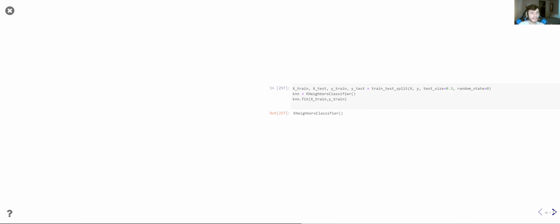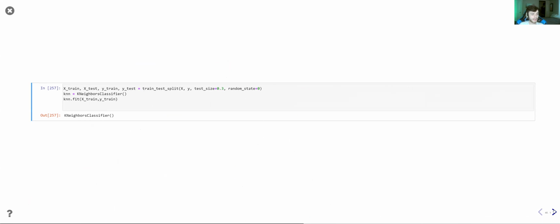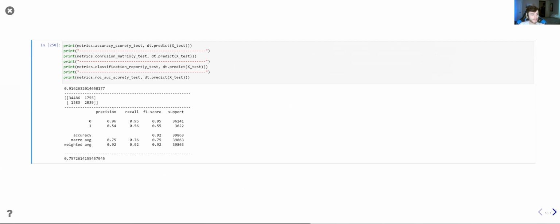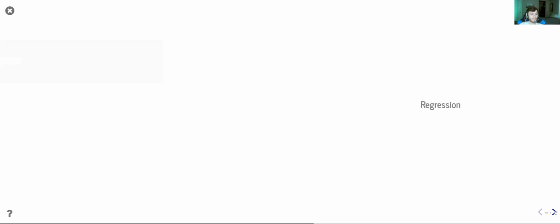And then doing KNN, another form of classification, we can see we have a 91.6% accuracy with 75% under the curve, so slightly worse than the decision tree with the more parsimonious variables.